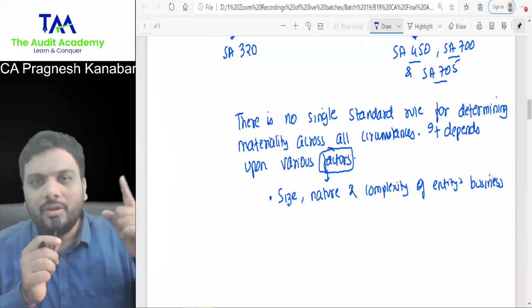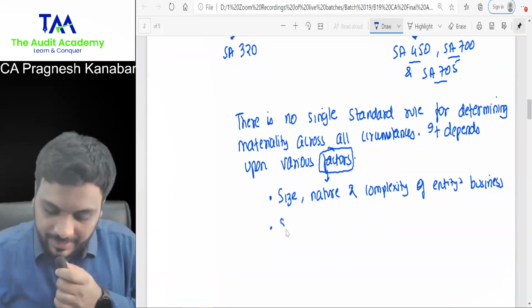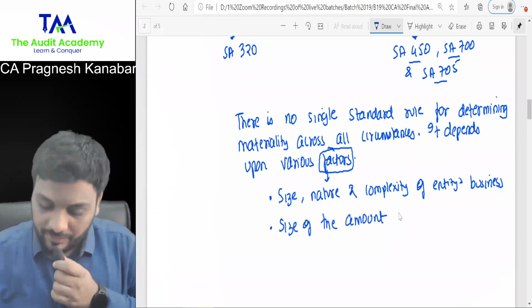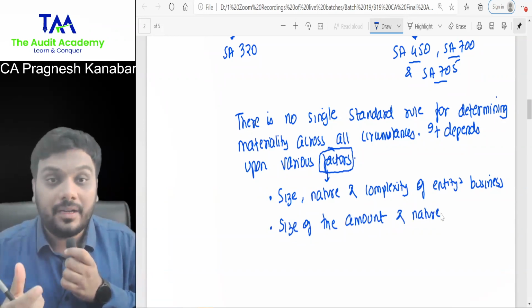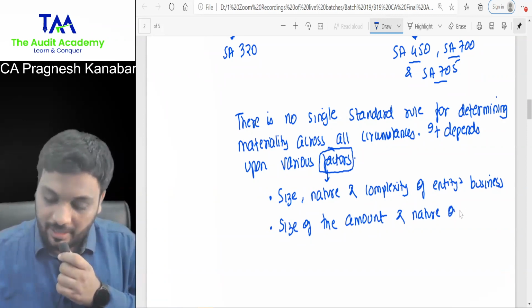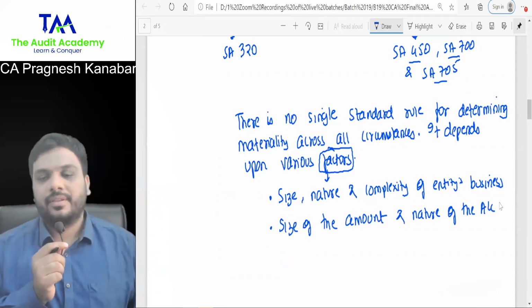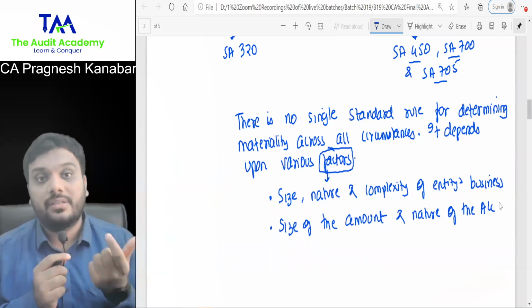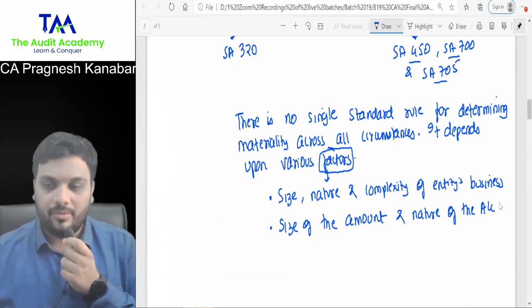And everyone should take a note of this even in their personal life. So obviously, size of the amount is important. But along with that, we will also see the nature of the account. Sometimes even a small amount can have a very big impact, like penalties, TDS, all right. Irrespective of the amounts, these accounts are such that you are worried about them, all right. So size of the amount and nature of the account.